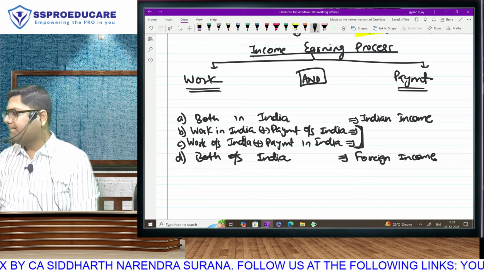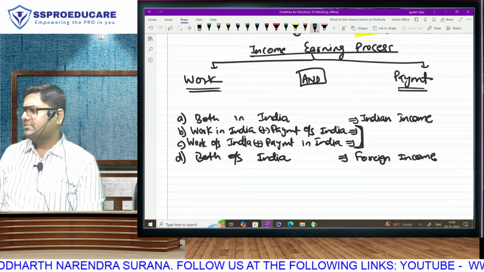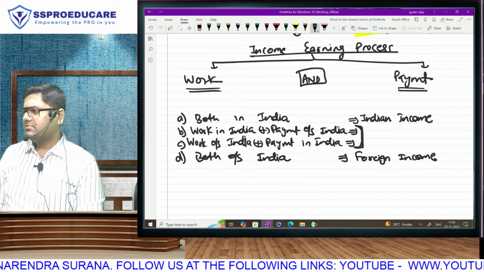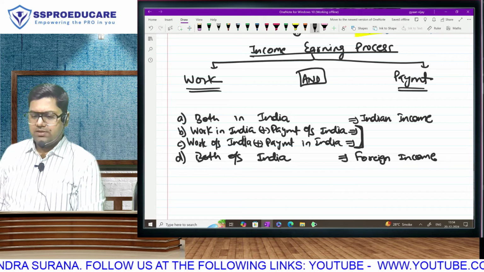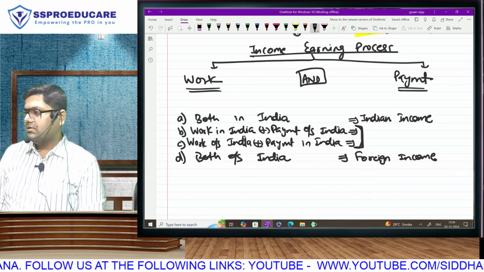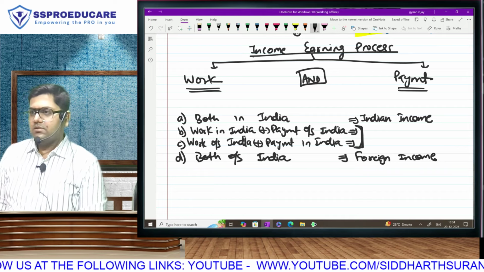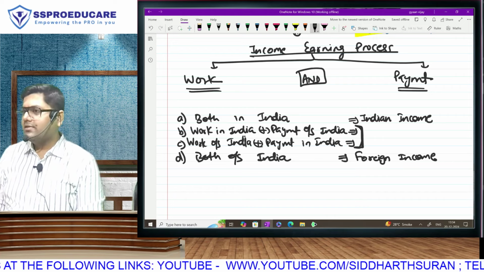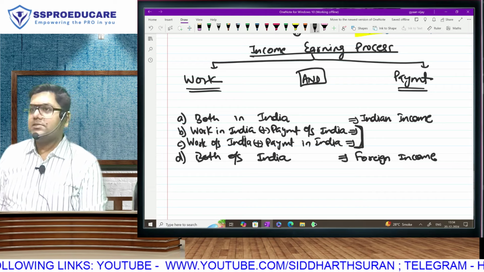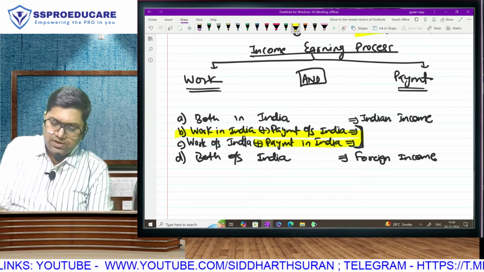You want to try? Try. Indian income. Why? Work done in India means they have used the resources of India. So that will be Indian. Okay. And the second one? Payment done in India, not much idea about that. First was it tax. Any other answer? You understand the question, no? I am asking you to guess whether the answer for these two situations will be Indian income or foreign income.